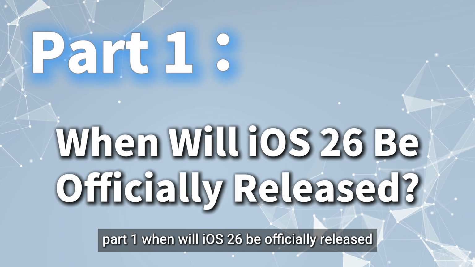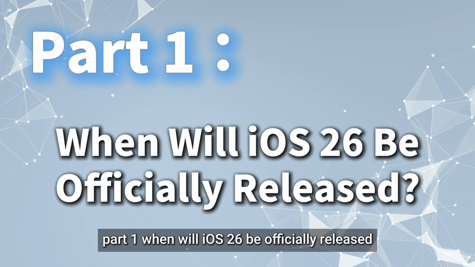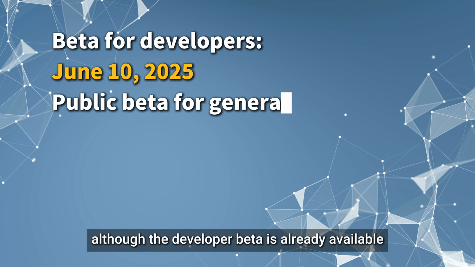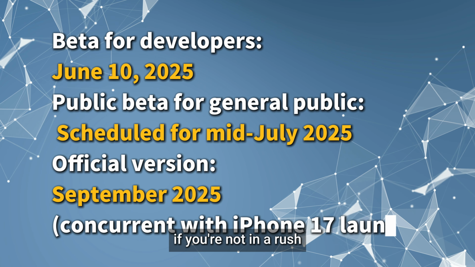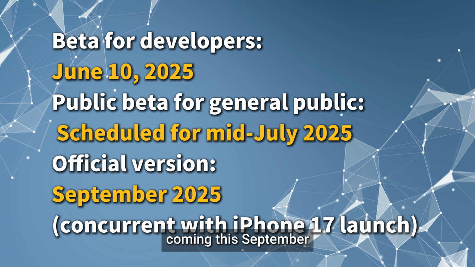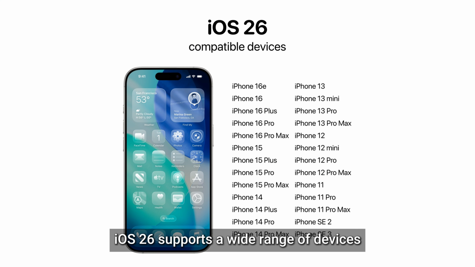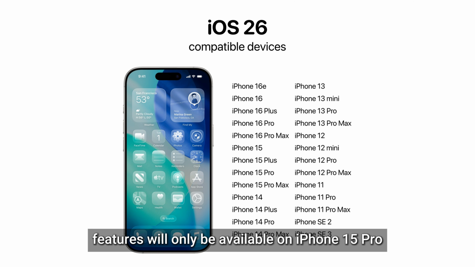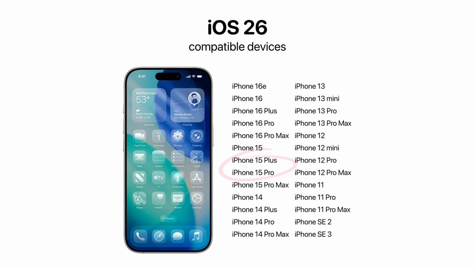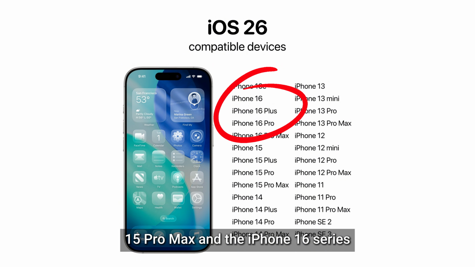Part 1: When will iOS 26 be officially released? Although the developer beta is already available, if you're not in a rush, it's better to wait for the official release coming this September for more stability. As noted earlier, iOS 26 supports a wide range of devices, but the new Apple Intelligence features will only be available on iPhone 15 Pro/15 Pro Max and the iPhone 16 series.